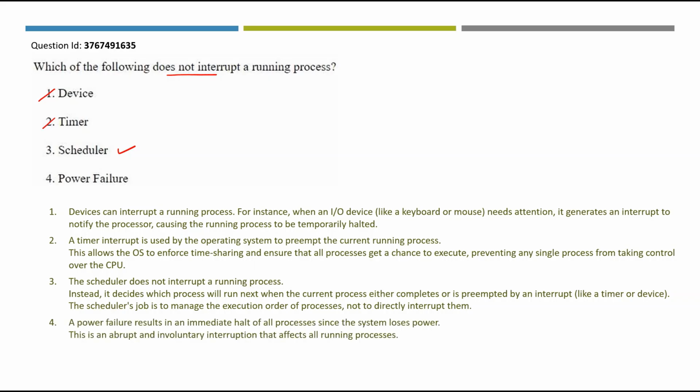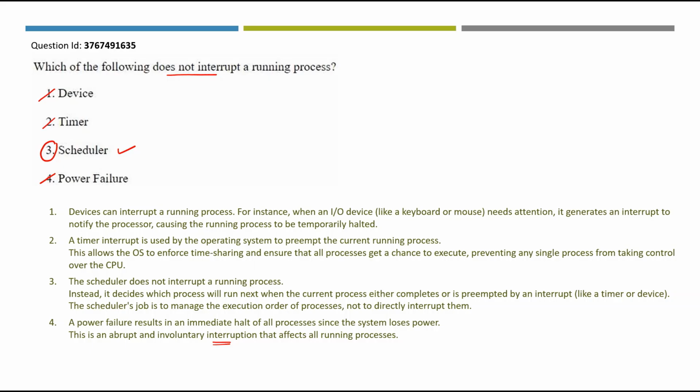What about power failure? A power failure results in an immediate halt of all processes since the system loses power. This is an abrupt and involuntary interruption that affects all running processes. Whether it is done voluntarily or involuntarily, here there is an interruption occurring. So definitely power failure will also interrupt a running process, so we can rule out even option 4. So what will be the right answer? Option number 3, scheduler, will be the right answer.